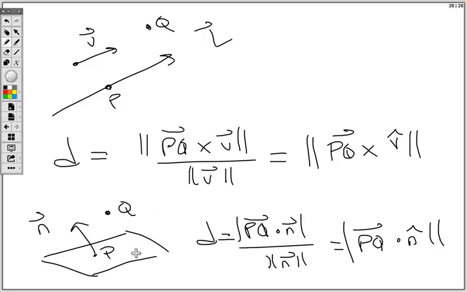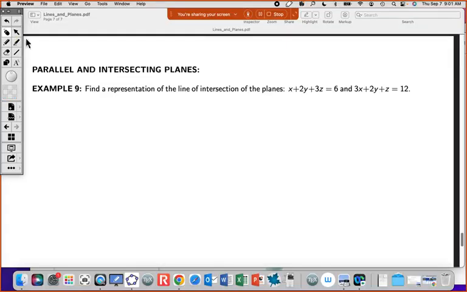Here, if Q were on the plane, then PQ and N would be orthogonal and the distance would be 0. So this is measuring how far away we are from being orthogonal, the vector PQ being orthogonal to the vector N. So there's a nice duality set up here between the parallel definition of lines and the perpendicular definition of planes. I would be remiss if I did not point that out. It's a beautiful little thing.